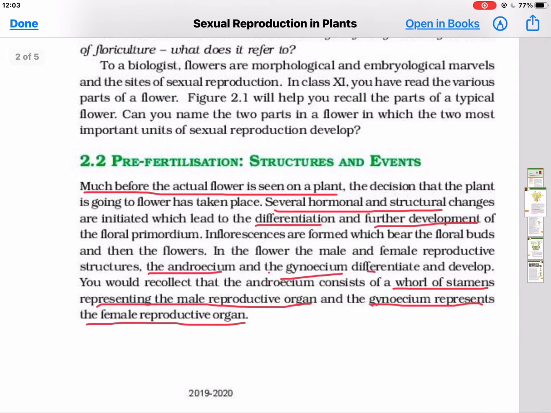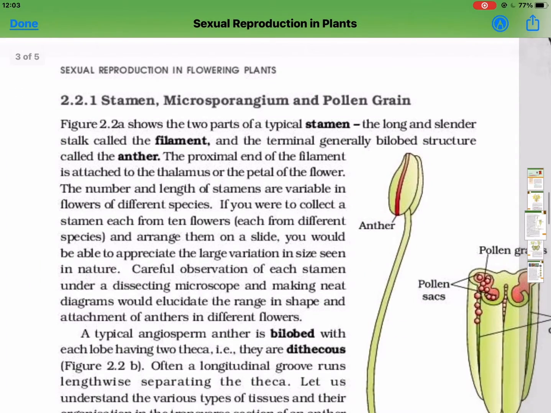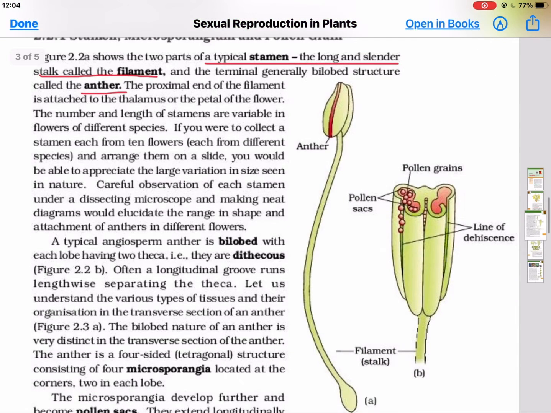Next is stamen, microsporangium and pollen grain. In this we will study about the structure of stamen. A typical stamen has a long and slender stalk called the filament and the terminal generally bilobed structure called anther. Male part में filament है tube like and on the top anther is present. The proximal part of the filament is attached to the thalamus. Proximal means नज़दीक का part, जो नीचे का part है, that is attached to the thalamus.